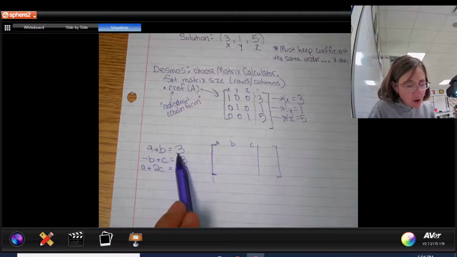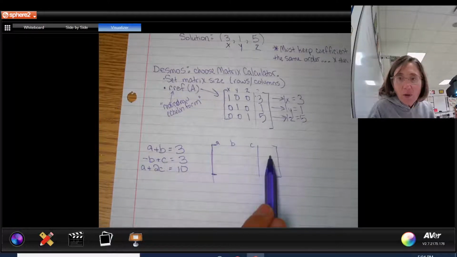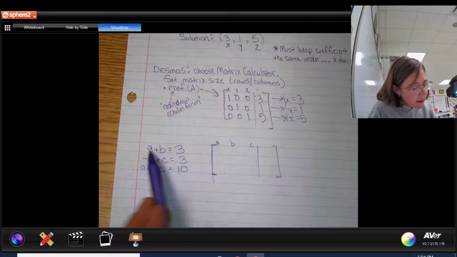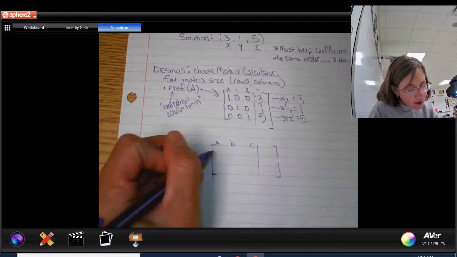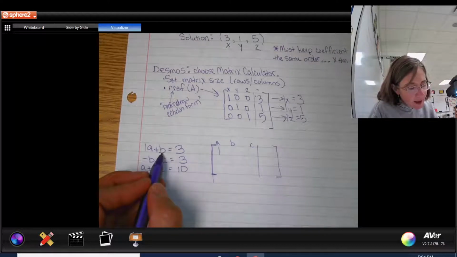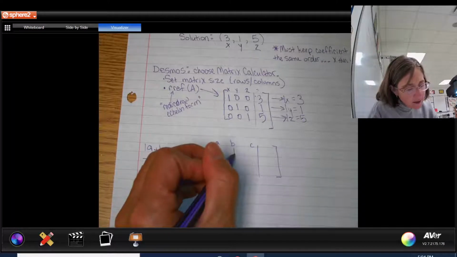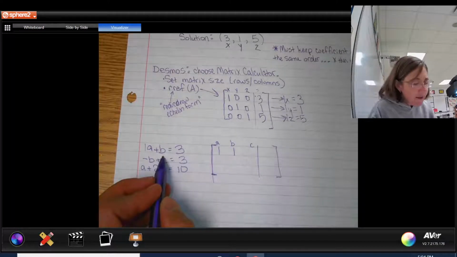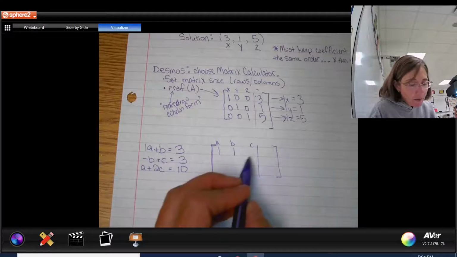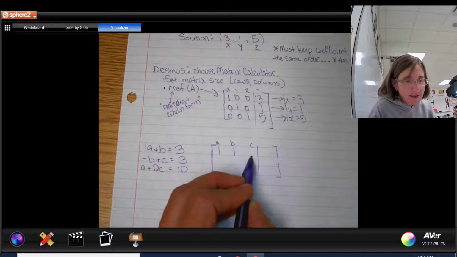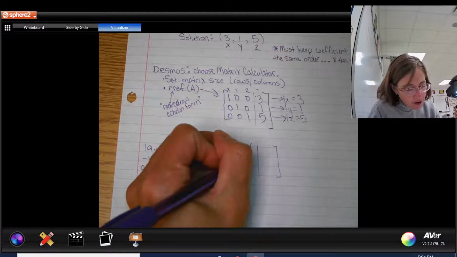So let's take this first equation, and we're going to change it into this row of the matrix. So I have 1A, because there would be an understood 1 coefficient there, 1A. I also have 1B. Now, I don't have any C's. There aren't any C's. Well, if there aren't any C's, what number do you suppose I should put here for the C's? Well, that would be 0, because there aren't any.